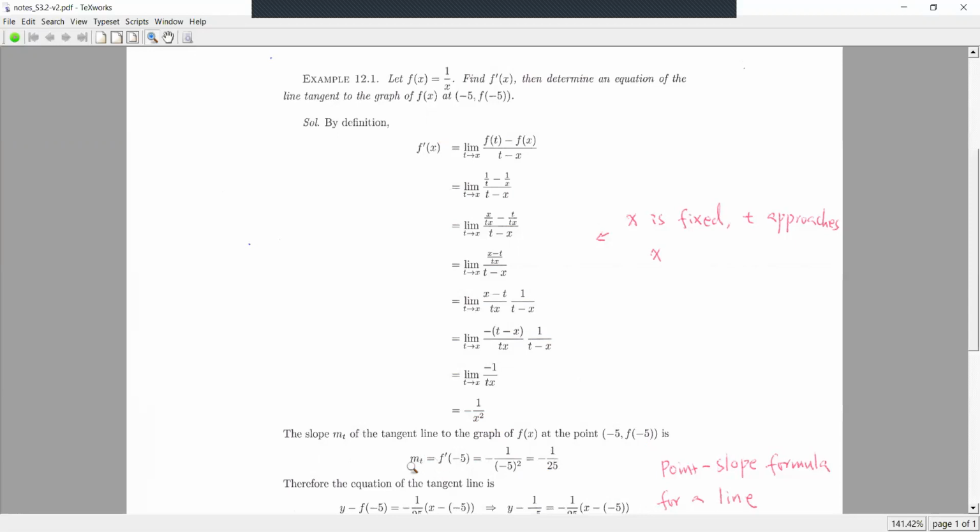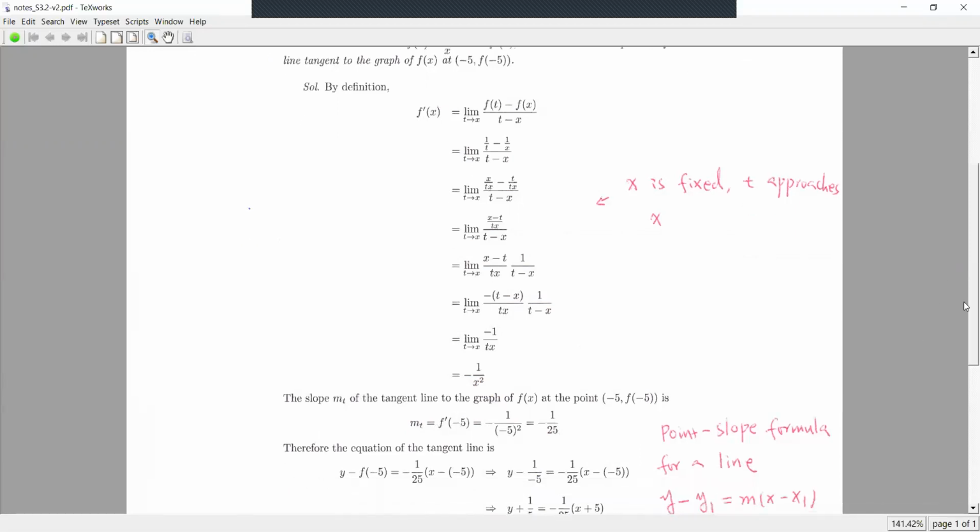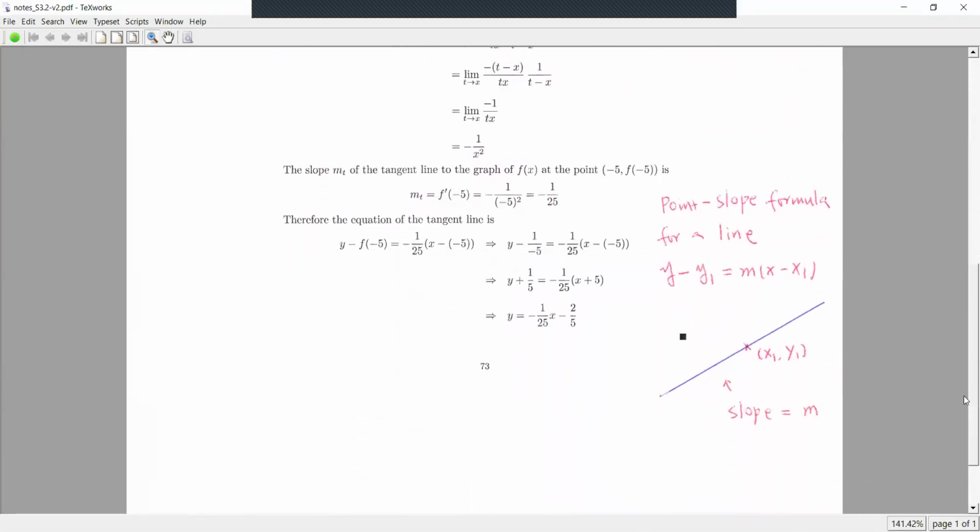Now, I know the slope of the tangent line, and also I know this point is on the tangent line. Therefore, I can write down the equation of the tangent line by using the point slope formula. By this formula, y minus y1. y1 is the y coordinate of this point. It is function value at negative 5.